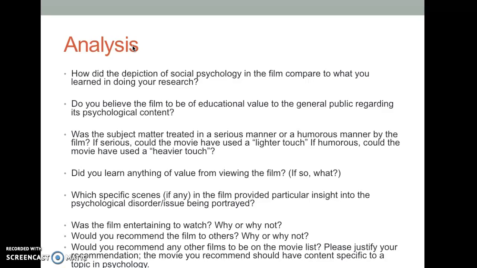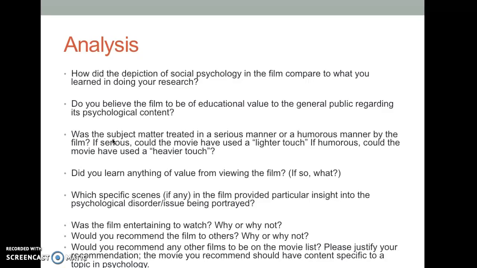Next one. Which specific scenes, if any, in the film provided particular insight into the psychological disorder or issue being portrayed? Whenever the first guard started to be abusive, it carried over, and the other guards thought it was okay to be abusive.